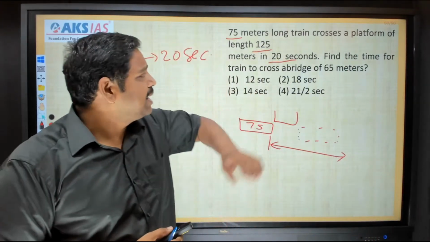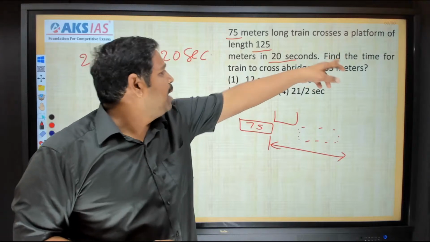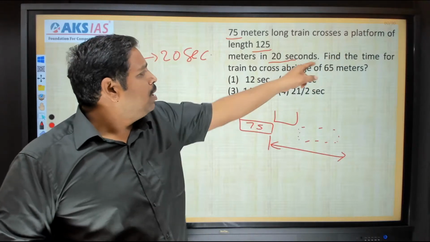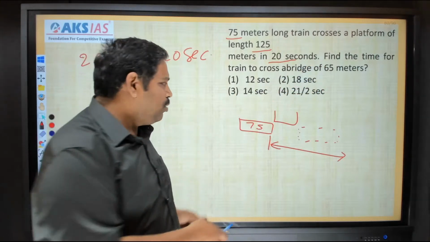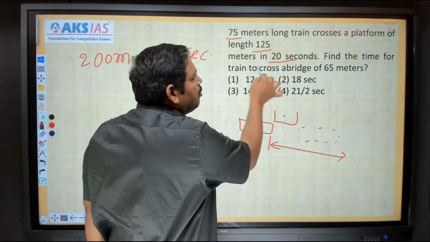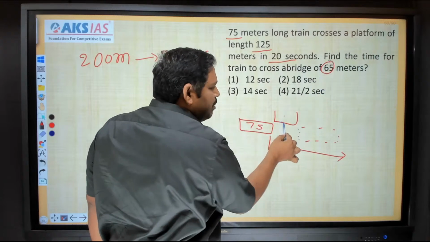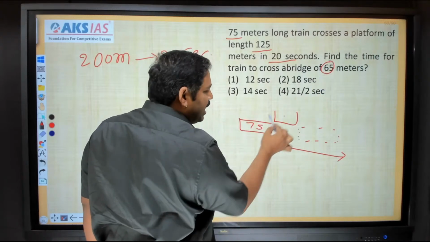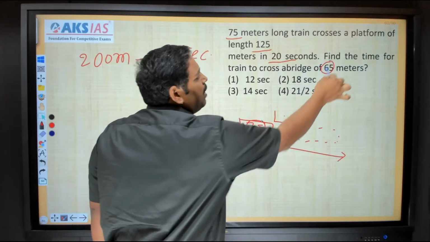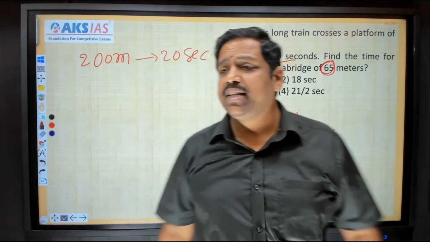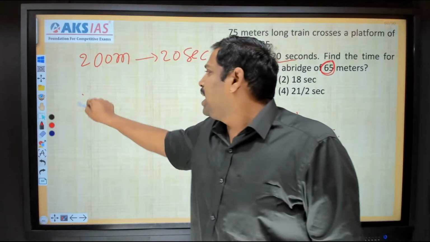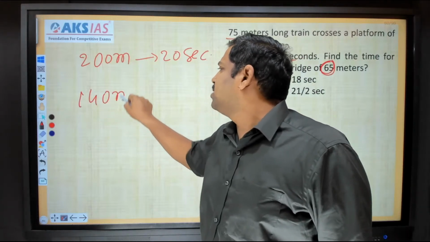Right, let's come to the second case. What is it doing? Find the time this train requires to cross a bridge of 65 meters. So this is a bridge. What is the length of the bridge? It is 65 meters. Crossing means the train has to come like this only. That means now it has to cover the length of the train, 75, and the bridge length, 65. 75 plus 65 means 140 meters it has to travel, right? So now it has to travel 140 meters. How much time is required?